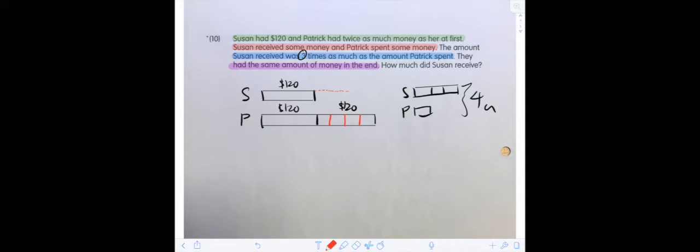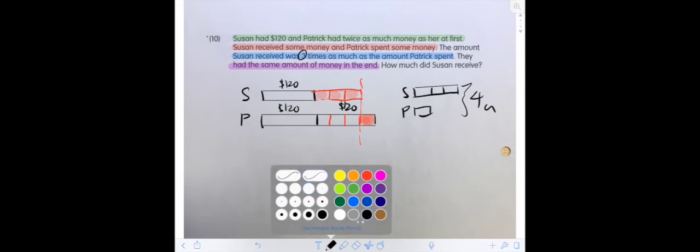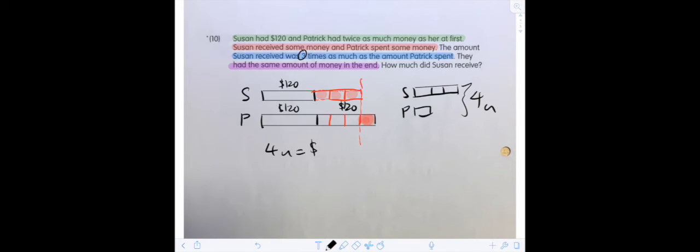Okay, and we know that Susan received 3 times more than this guy called Patrick spent. So if she has 3 units here, and Patrick spent away this small bit here, you see, 1 versus 3 on top. 1, 2, 3. Okay, and after that, they will be getting the same amount. Okay, so from here, we know that 4 units is 120. Correct?